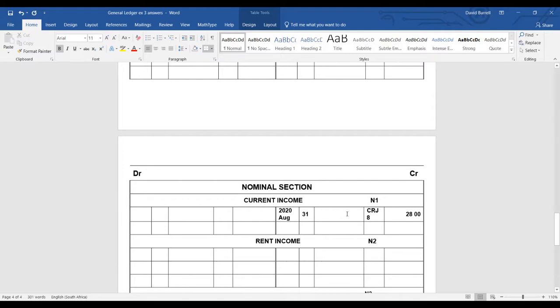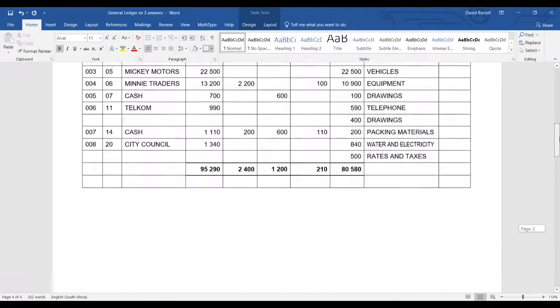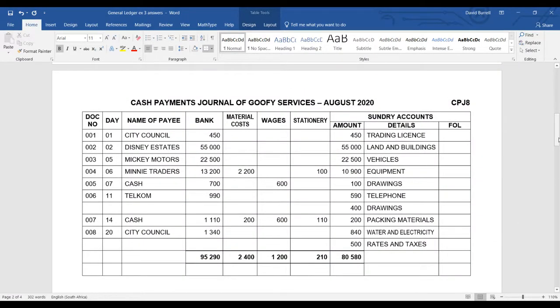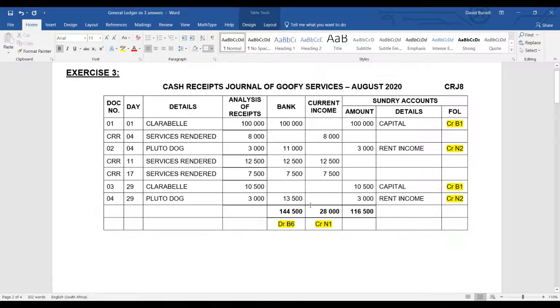Now, what do we write here? Well, there's this important rule of double entry, so your debits and credits must match. So for this credit over here, I've just realized I've left out a zero, it was 28,000. So for this credit over here, we'll say, where is the matching debit? And that is going to be in the bank account. I'll say a little bit more about that later on in this video. Okay, but we need to write bank in there as the details. Okay, so that is the total. It was the cash receipts journal, and the total of our current income column.